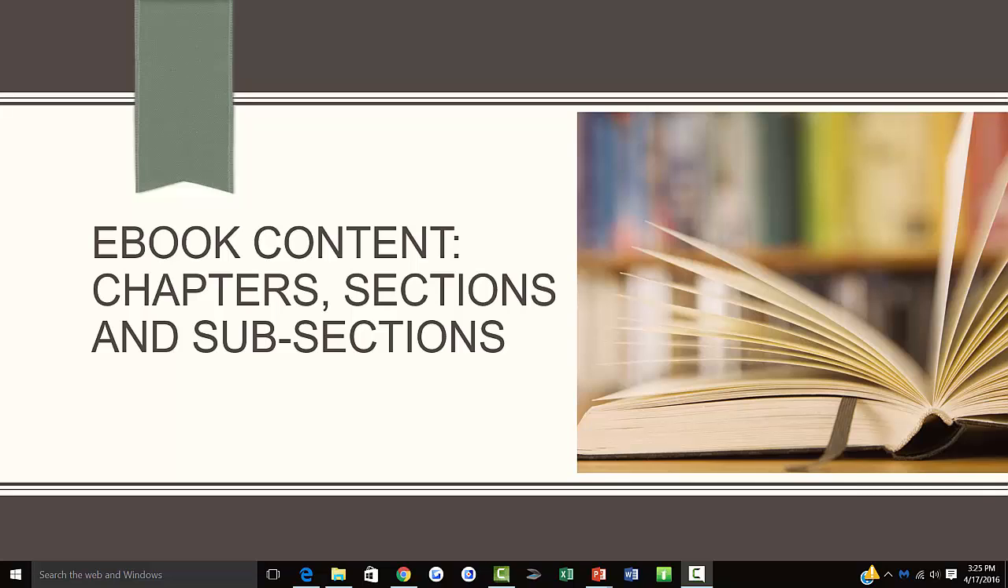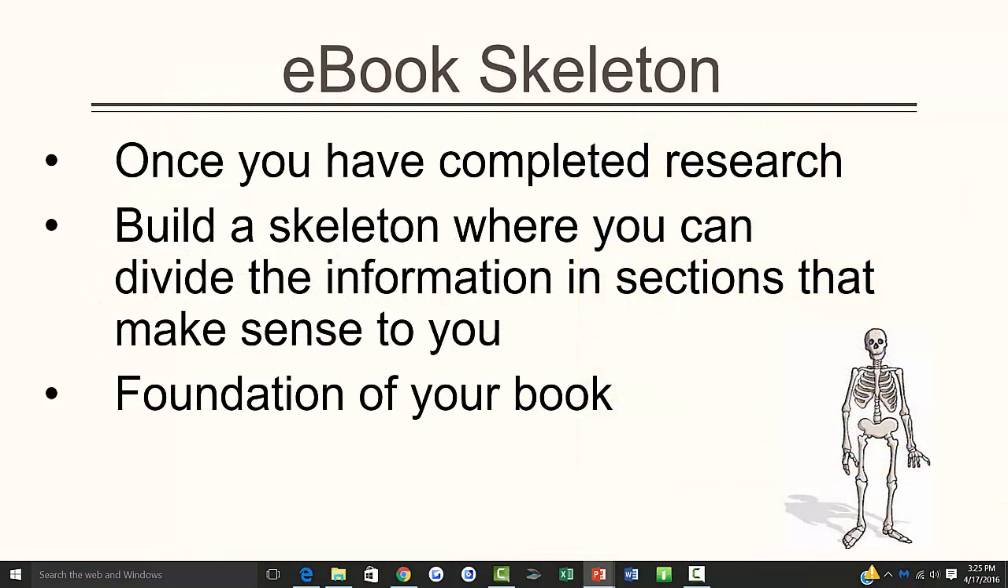In this video, I'm going to explain how you are going to organize all the research that you did for your ebook. We need to put it together and create the chapters, sections, and subsections. Now, once you have completed the research, you probably have between 50 to 60 pages in your research. And now what we need to do is just go over all the content that you found and build a skeleton where you can divide the information in sections that will make sense to you. And this is basically the foundation of your book.